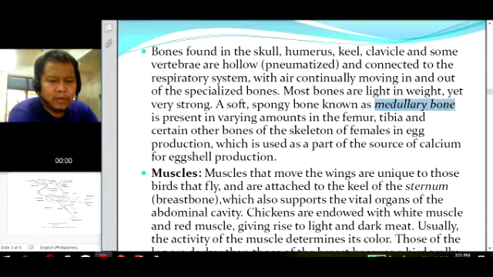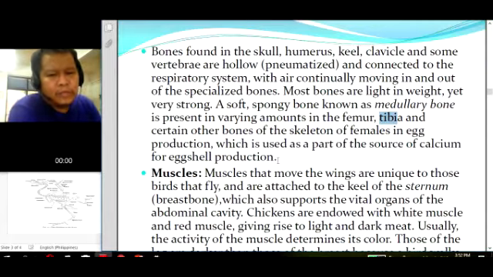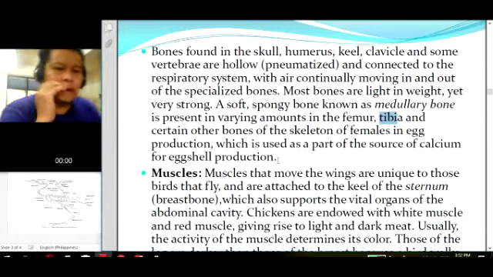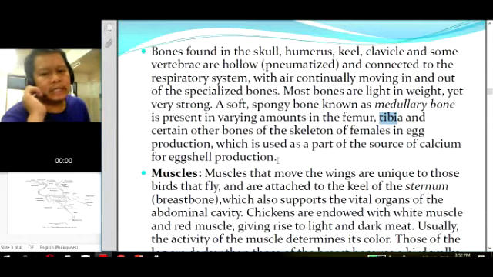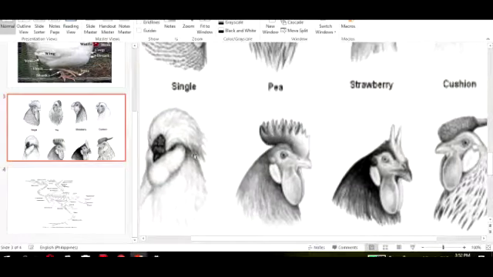Okay, the medullary bone is present in varying amounts in the femur, doon sa buto sa iyang pako, medullary bone ang bukog sa iyang tiil, tibia, and certain other bones of the skeletons of the females in egg production, which is used as part of the source of calcium for eggshell production. Yung mga medullary bones help in the formation of eggshells and the egg.